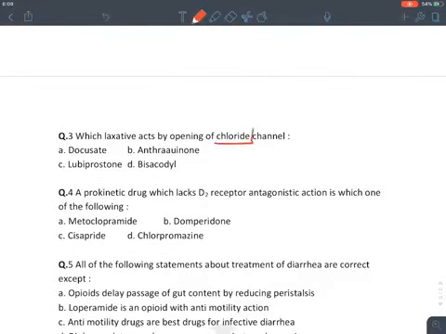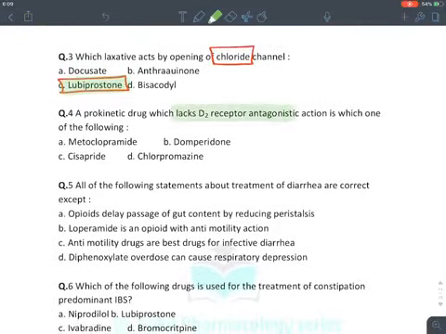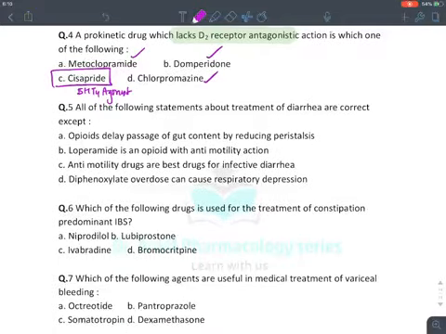Which laxative acts by opening of chloride channel? We have already discussed. It was lubiprostone and linaclotide. A prokinetic drug which lacks D2 receptor antagonist activity. I think we have already discussed this question. So the answer is cisapride. Cisapride has only 5-HT4 agonist property. Rest all other drugs, they have D2 blocking property as well.